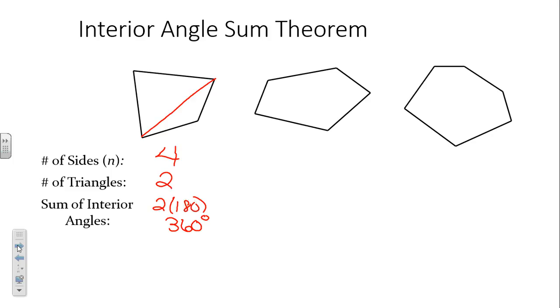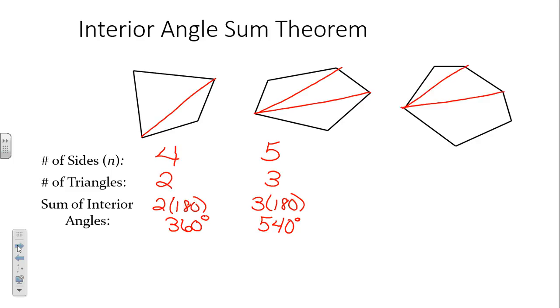Okay? How many sides? So it's a pentagon. So how many triangles would it have? 3. So we're going to take 3 times 180, and we get 540. That's our sum of our interior angles. Okay? How many sides? 6. How many triangles? 4 triangles. So we're going to take 4 times 180, and we get 720 degrees total for all of those angles inside.